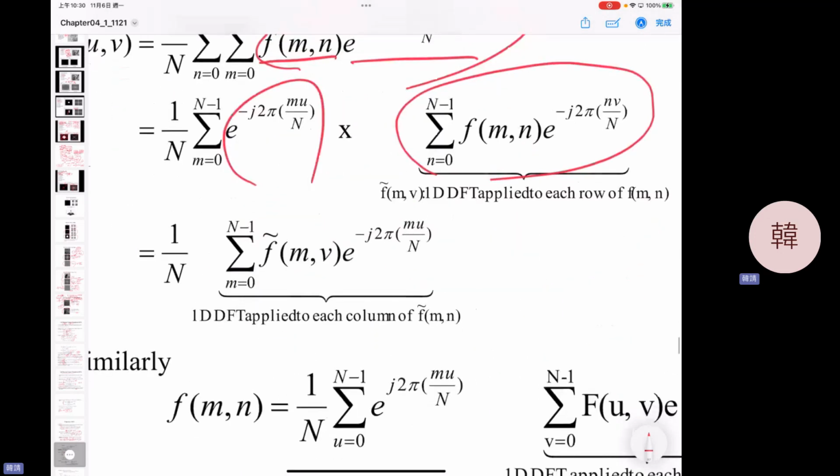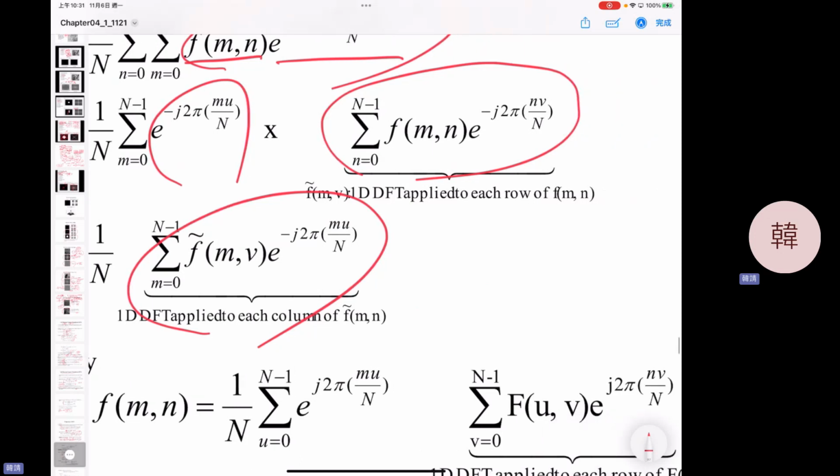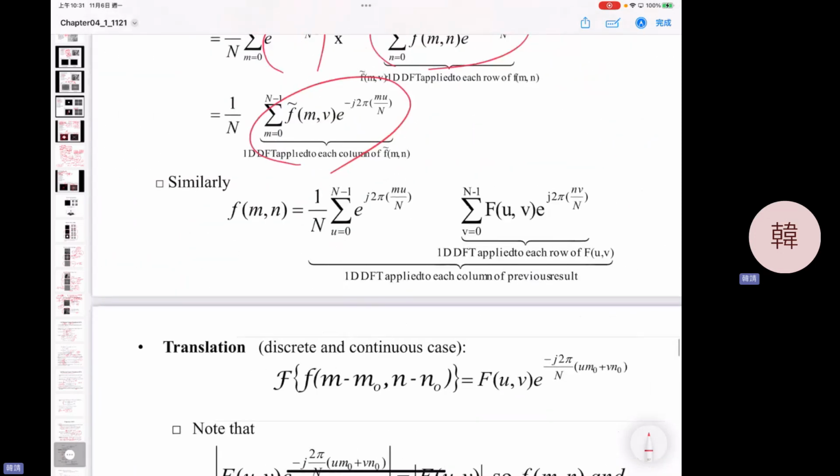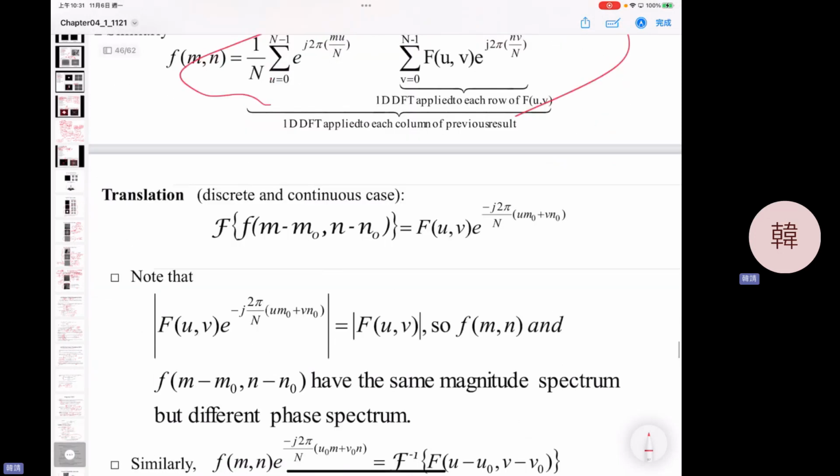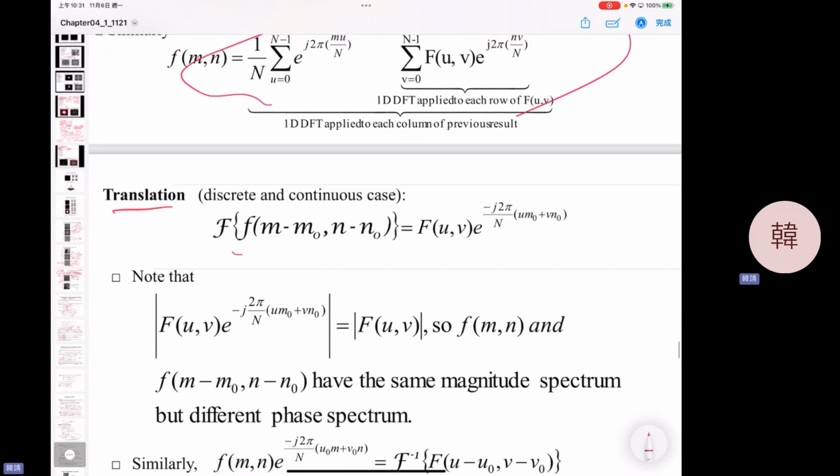Also, you can do it on each column first. You can transform the image column by column. It's a 1D Fourier transform, 1D DFT, and then after that you do the horizontal direction again. So it can be done in two different ways, separately. Okay, and translation is an important property for this one.